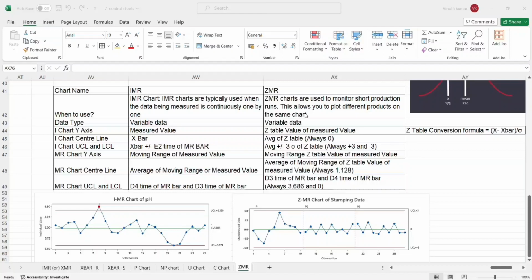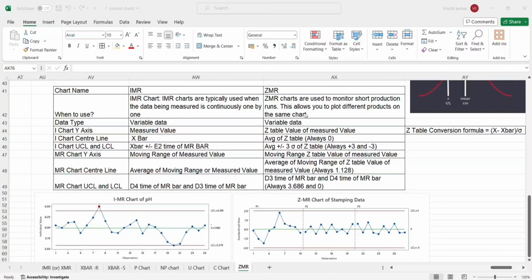Maybe for 3 days, 4 days, if I produce only 10 rupee coins, then I produce only 2 rupee coins, I can go ahead and use the IMR chart. Whereas if in the first 1 hour I produce only 1 rupee coins, I change the setting of the machine. Next 30 minutes, I produce 2 rupee coins, change the setting of the machine. Next 2 hours, I produce 5 rupee coins. What I am doing is a short production run. Same machine, same operator, but my part number changes.